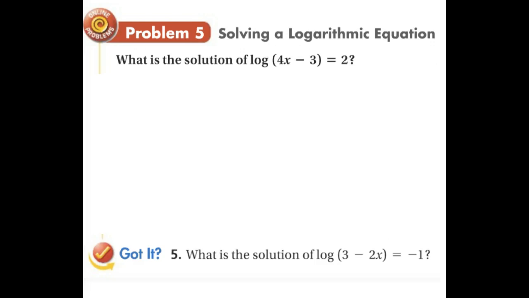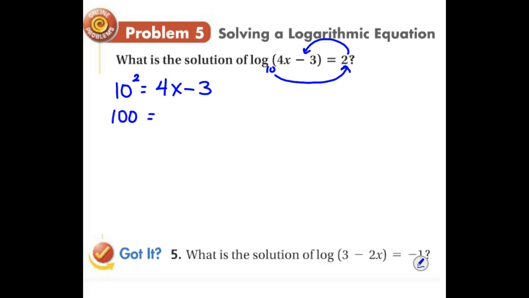What is the base in this one? Base 10, okay, common log. So picture there being a little 10 here. If it helps you, write it in, okay? And then we're going to rewrite this exponentially. So we say 10 to the 2nd, right? The answer in a log is always the power from your expression, okay? So we're taking 10 to the 2nd power, and we have to get back to a 4x minus 3. Well, if I write it like that, 10 to the 2nd power equals 4x minus 3, that's just a linear equation. What's 10 to the 2nd power?